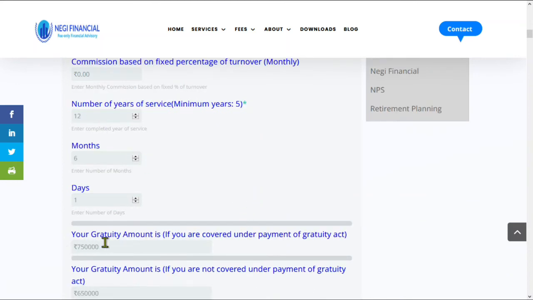Did you see the change of the gratuity amount? The amount changed to 7,75,000 rupees.